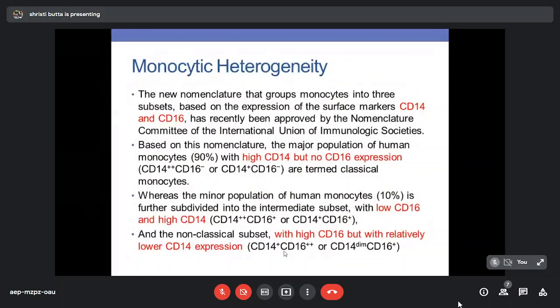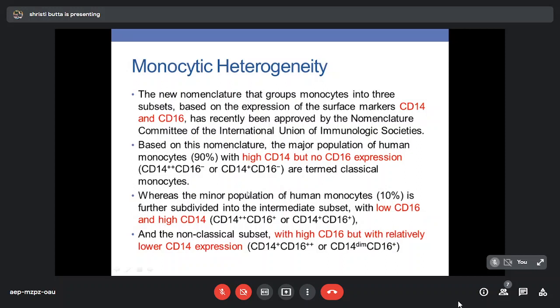Now, monocytic heterogeneity: the new nomenclature that groups monocytes into 3 basic subsets has recently been approved by the Nomenclature Committee of the International Union of Immunological Societies. These are dependent on 2 surface markers, CD14 and CD16. Based on this nomenclature, the major population of human monocytes, about 90% of it, has very high CD14 expression but no CD16 expression. Remember, no CD16 expression, and they are referred to as the classical monocytes.